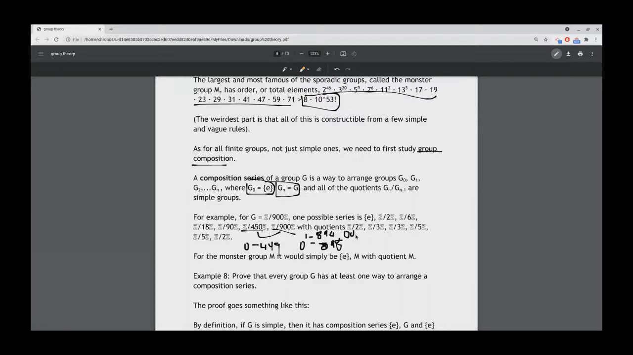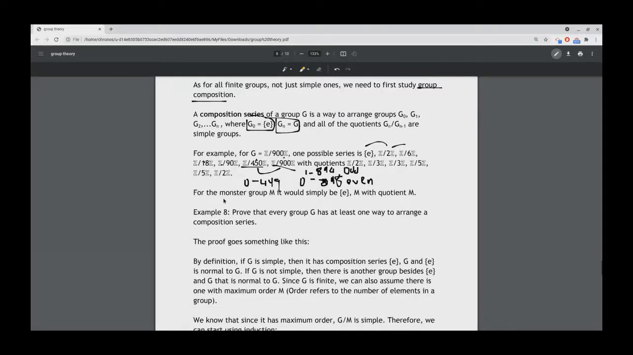So again, this is just odd, and this is just even. And if you add the two together, then you get Z over 900Z. So the other quotients are Z over 3Z, Z over 3Z, Z over 5Z, Z over 5Z, and Z over 2Z. I don't think, oh, actually, I went the wrong way. This is 2, 3, 3, 5, 5, and 2.